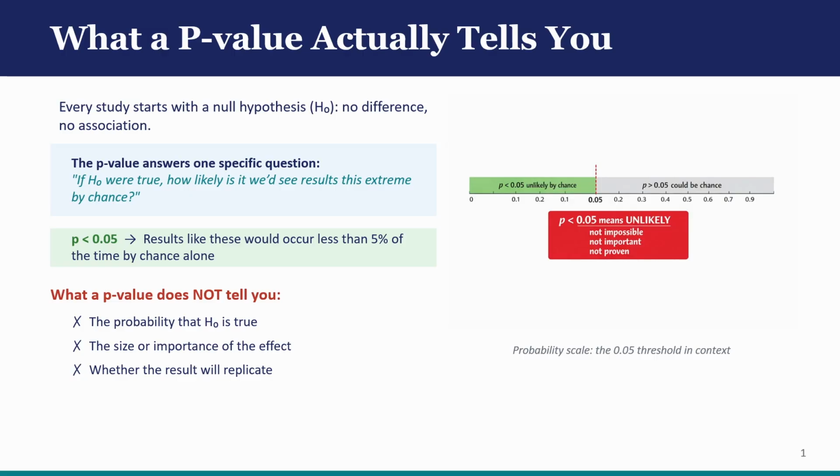Most people treat it like a binary verdict. Below 0.05, the drug works. Above 0.05, it doesn't. That is not what it means.